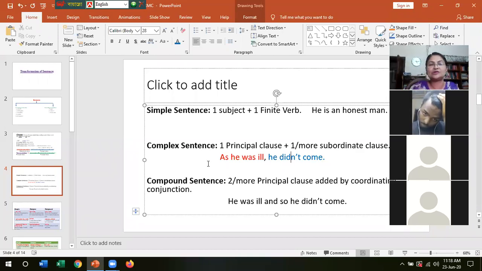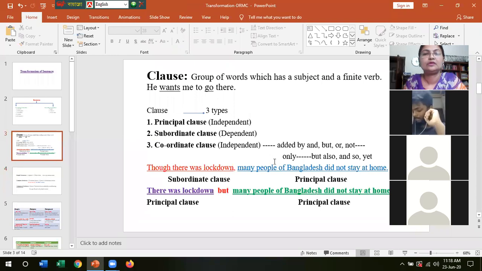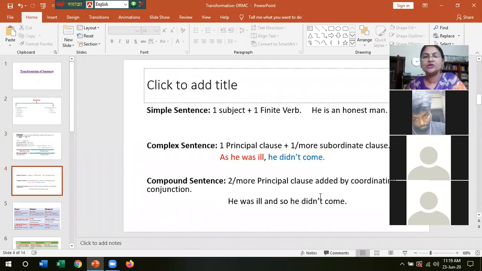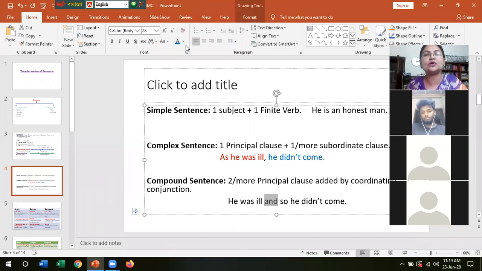Then the third one is the compound sentence. In a compound sentence, there will be two or more principal clauses and there will also be a coordinating conjunction. I have shown you which ones are the coordinating conjunctions. These are and, but, not only but also, so, yet. These are coordinating conjunctions. So I have used "and." This is a coordinating conjunction.